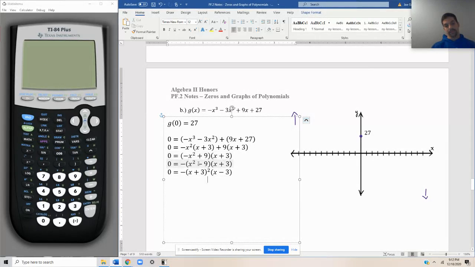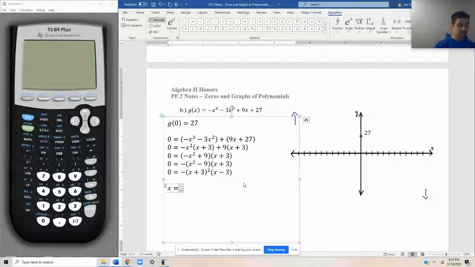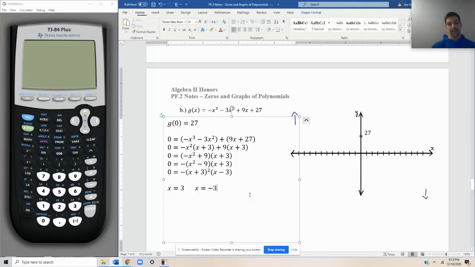So again, my x squared minus 9 factored into x plus 3 and x minus 3. Because I had another x plus 3 here, I left my x plus 3 as squared. So then my zeros, if I take a look at this factoring here, my zeros would be x equals 3 by setting x minus 3 equal to 0. And x equals negative 3 by setting x plus 3 equals 0.